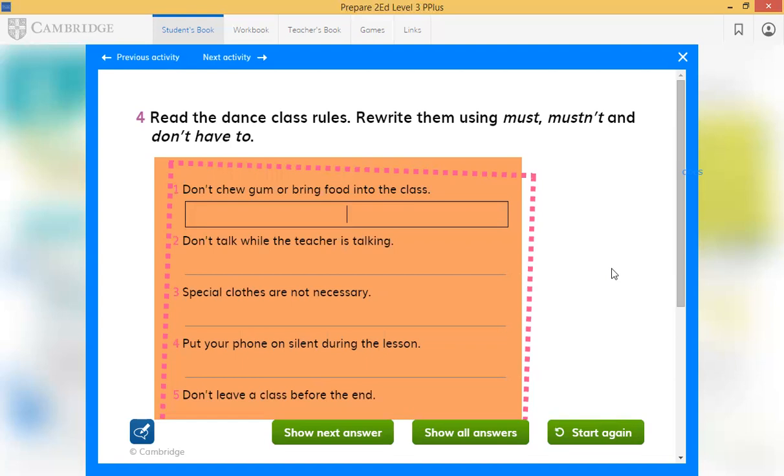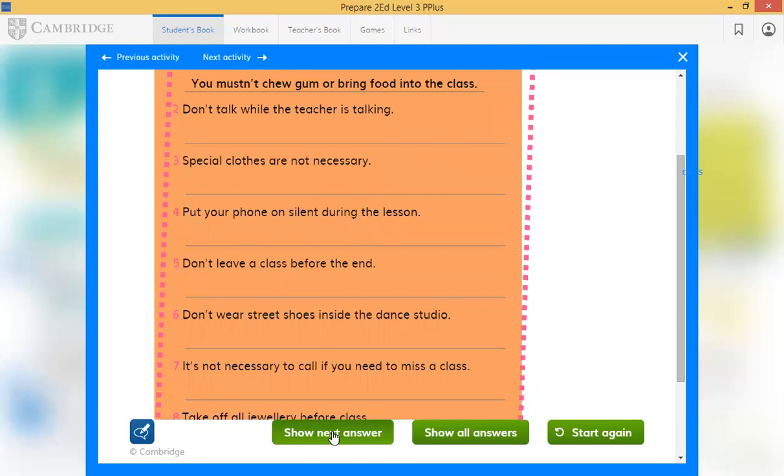How can you make this sentence a rule? You mustn't chew gum or bring food into the class. Excellent, you mustn't. All right, so only include you mustn't and the rest.